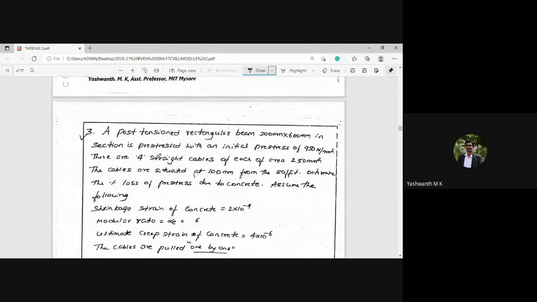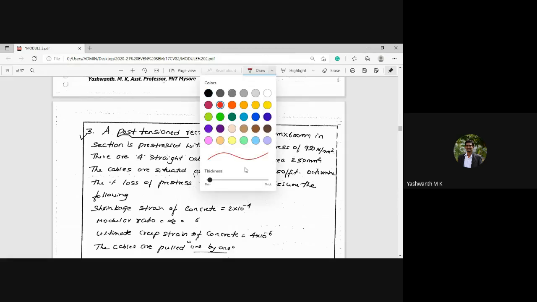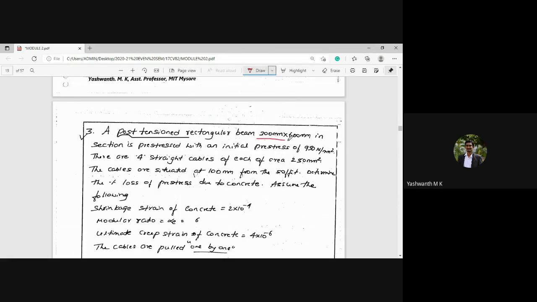So now let me go ahead with one more problem, without waiting much time. Once again it is a post-tensioned rectangular beam of dimension 300 by 600 millimeter, pre-stressed with an initial pre-stress of 950 Newton per millimeter square. And please observe there are 4 straight cables, each of area 250 millimeter square. The cables are situated at 100 mm from the soffit.